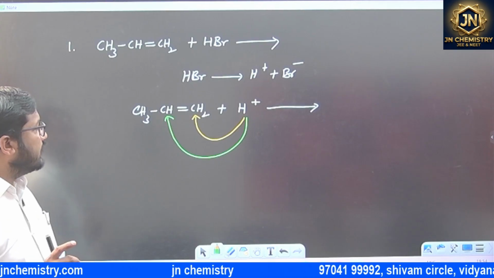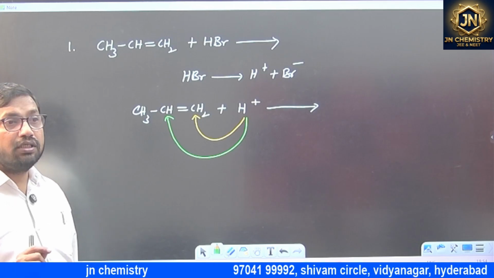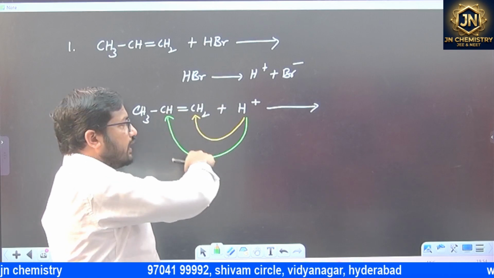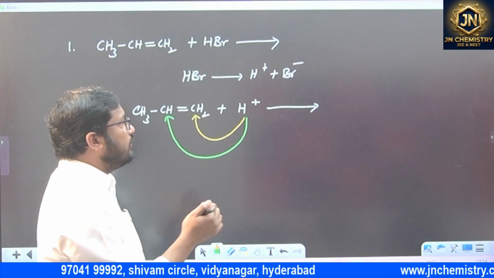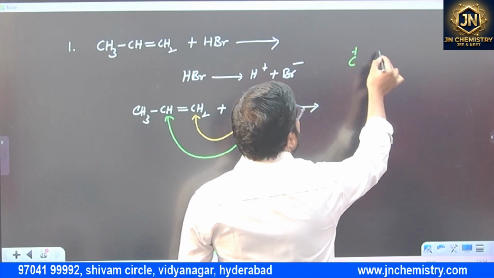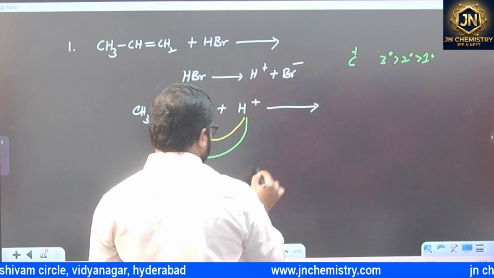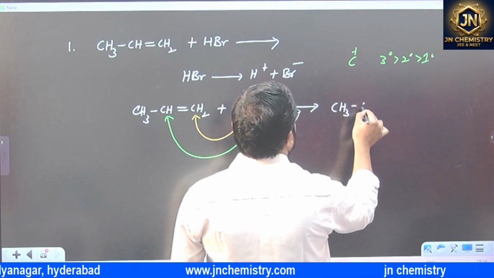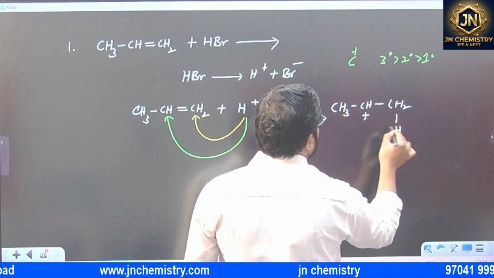So where is it attacked, yellow position or green position? Yellow. If it is yellow position, we'll get a 2 degree carbocation. If it is green position, a 1 degree carbocation. Carbocation stability we know, right? 3 degree, then 2 degree, then 1 degree, right?